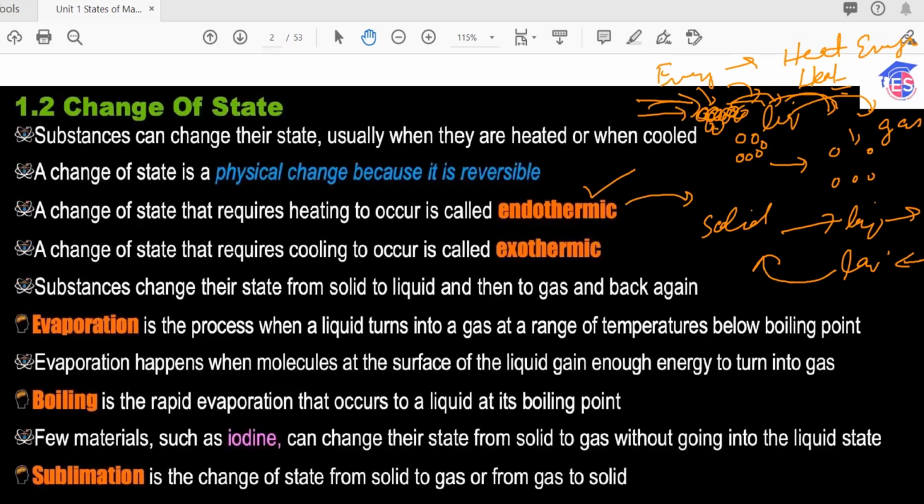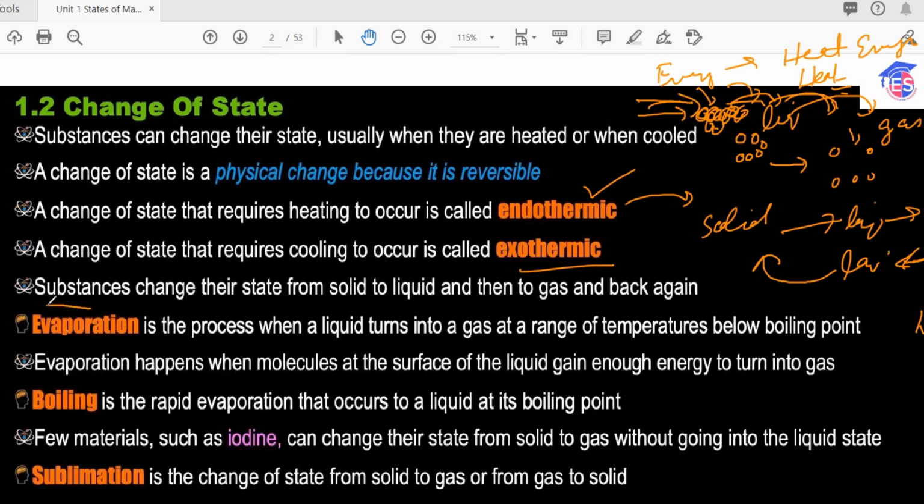It means it is reversible. When you are cooling something, you are taking heat out of it. So the process in which heat is coming out is known as what? Exothermic reaction. So these are the two ways by which we can say that it is endothermic or exothermic.